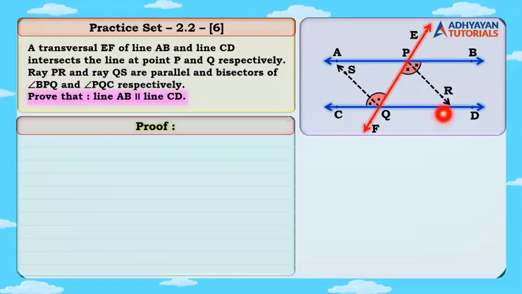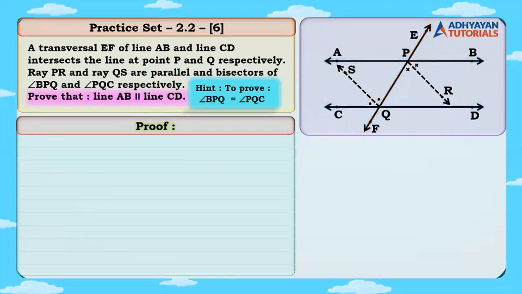Children, in order to prove this, what we have to do or understand here is we need to focus on this pair of alternate angles. If we have to prove lines parallel, then it is necessary to prove the alternate angles equal. So basically I'll write down the hint here that we need to prove angle BPQ is congruent or equal to angle PQC, right?